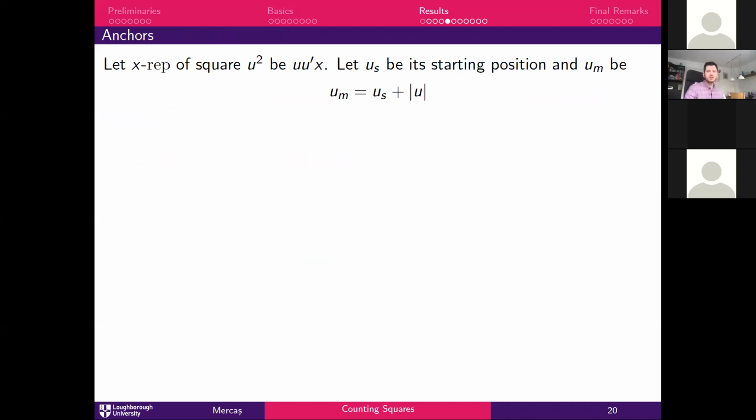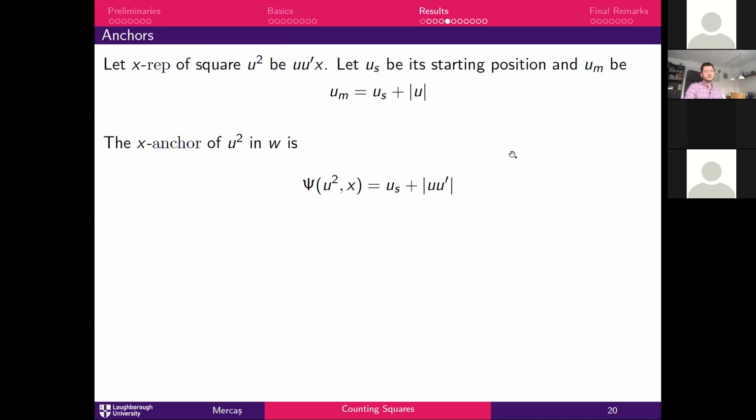And by using the X representative, I can get this word. So in UU square, you get a word of the form U prime X, where X is the representative, and U prime X is basically the longest prefix of U, which ends in X, right? And for this, you can define the position where the first U ends and the U prime starts. And then from this, you can define an X anchor. The X anchor will be actually the position of this X.